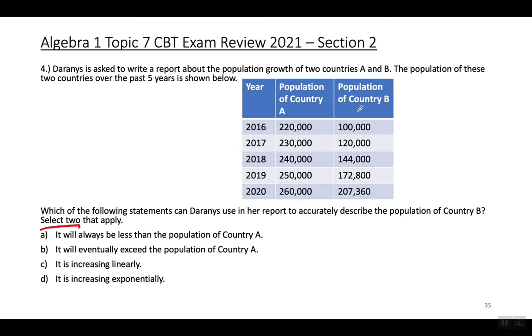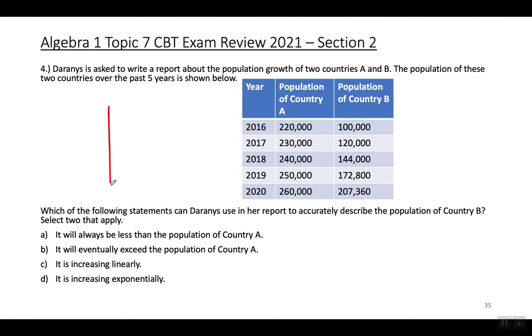Okay, so first of all, let's look at this real quick. Look at country A. Is that a linear function or an exponential function? Remember, a linear function is a straight line, and in a linear function, you're adding the same number over and over again. An exponential function is a curvy line, and you're multiplying the same number over and over again. So if we look at this one, every time you're adding 10,000 to every single number. So this is going to be a straight line.